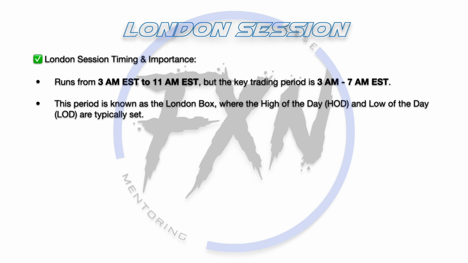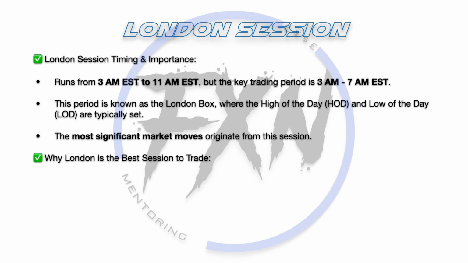Well, it's when big institution orders are executed, creating high liquidity. The high of the day and the low of the day are often set in this window. Most of the day's major price movements originate from this session. If you want to trade London effectively, just focus in on 3 a.m. to 7 a.m. Eastern Standard Time. This is when the market gives you the best opportunities.